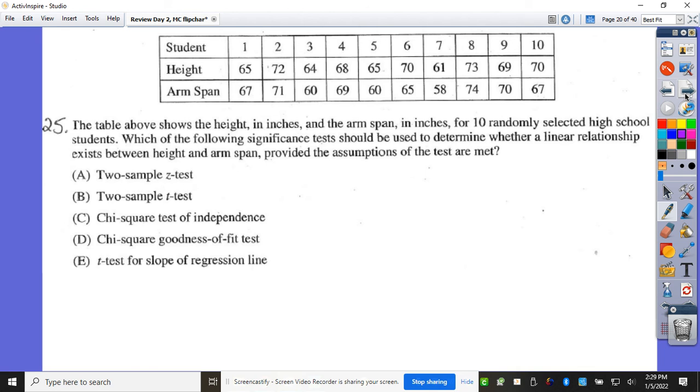How many samples did I take? I only did 1 sample and asked that 1 sample 2 questions, right? So what can I definitely already mark out? A and B. It is definitely not a 2 sample. Now, the wording of this should be an easy answer because there's something really specific in the wording that's like, okay, there's only 1 answer choice here. What's the wording in this question that gives you the answer? Linear relationship. What's my only one that tests the linear relationship? T-test for slope of the regression line.